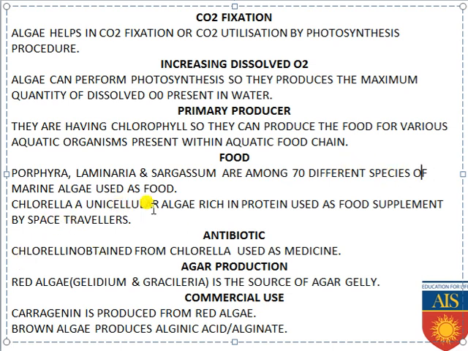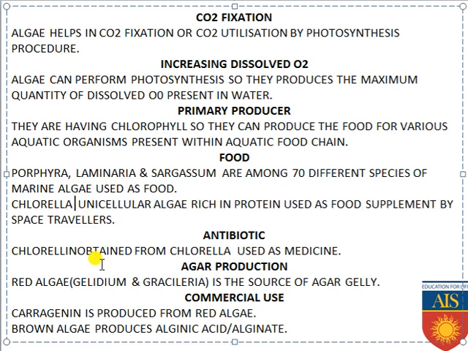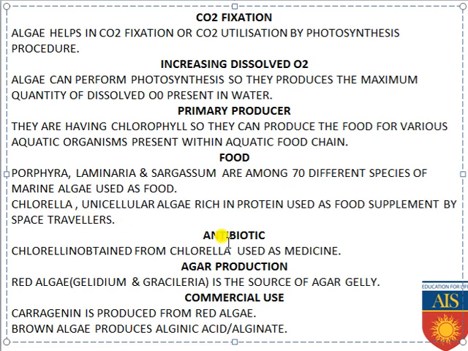Chlorella is another type of algae, a unicellular algae, and keep it in your mind that it is rich in protein, and that protein is used as a food supplement by space travelers. That means for the space traveler, Chlorella is obviously very important algae. Next, antibiotic: the algae also produce the antibiotic chlorellin. Chlorellin is the antibiotic obtained from Chlorella, and it is used as an antibiotic medicine.